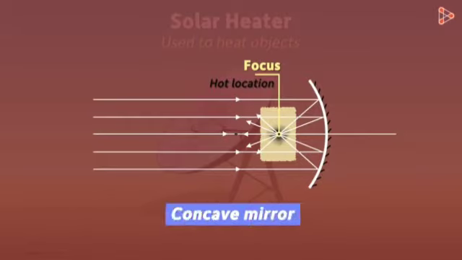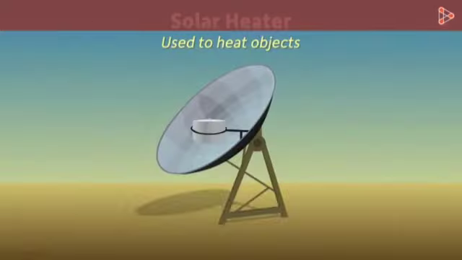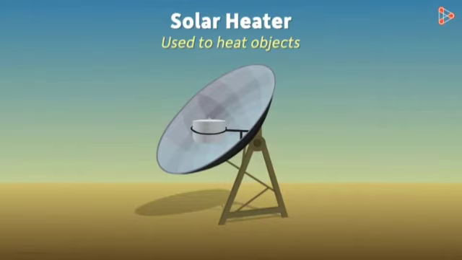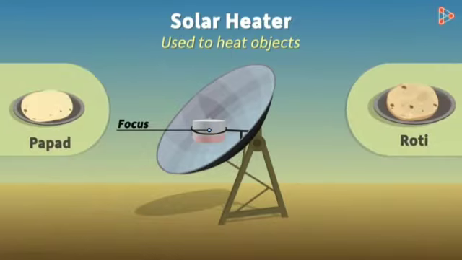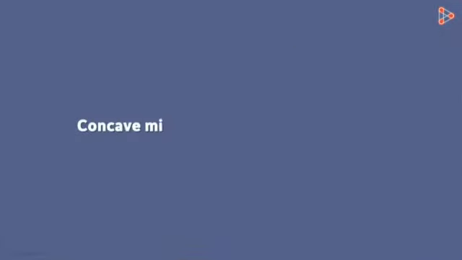Yes, this is the property of a concave mirror: it converges all the parallel rays of light towards a point, the principal focus, and it is a hot location. So this property of a concave mirror is helpful to cook food or heat up liquids. All we need to do is place a container at this focus point, and it will heat up after some time.